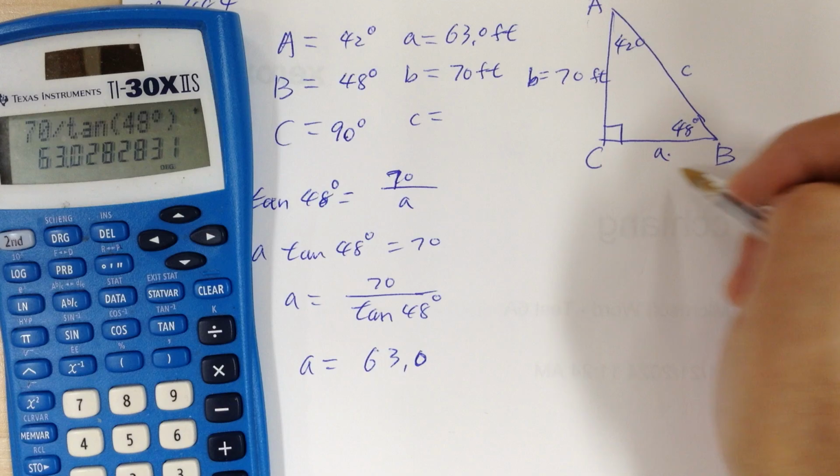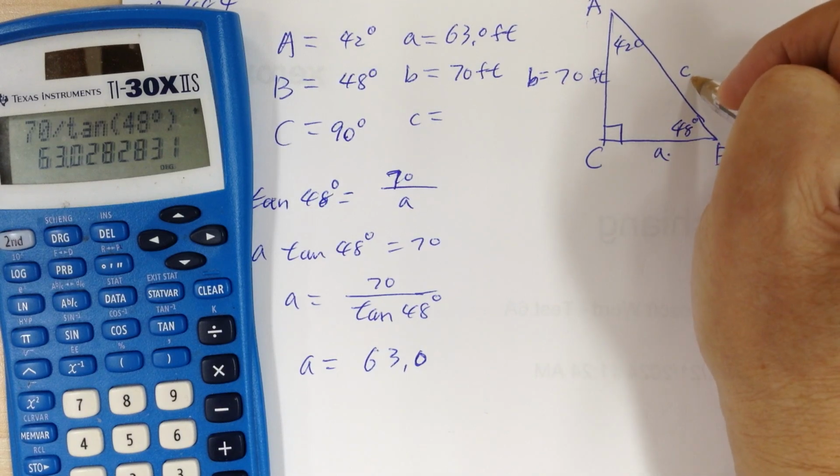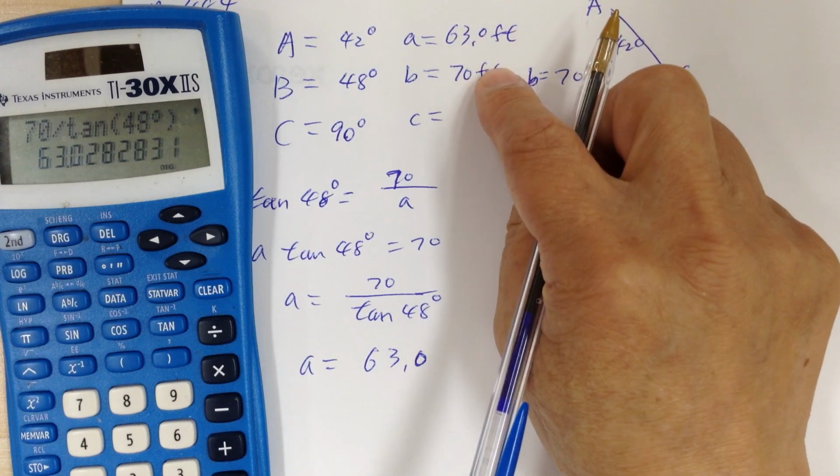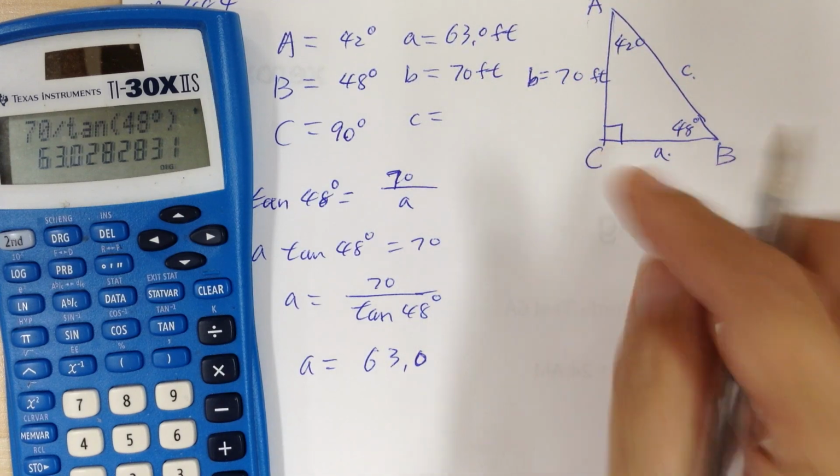Now let's go to c. Once you get this, you can use the Pythagorean theorem. You can have a squared plus b squared equal to c squared. You can do that.